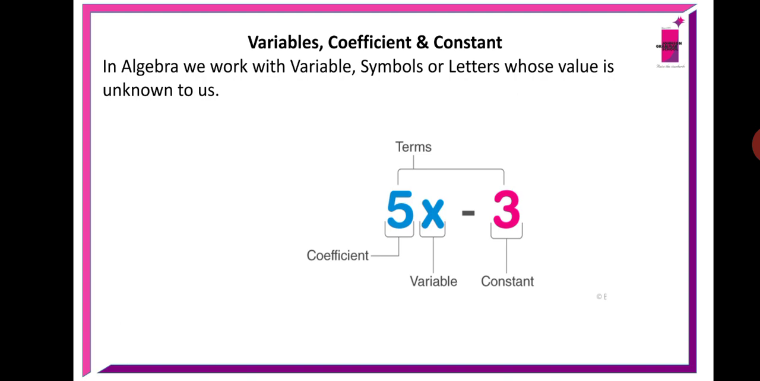So in this example, 5x minus 3, in algebra we work with variables, symbols, or letters whose value is unknown to us. Now 5 is the coefficient, x is a variable, and 3 is a constant. So there are two terms, 5x and 3. These are called terms. In algebraic expressions, terms are separated with a plus or minus sign.